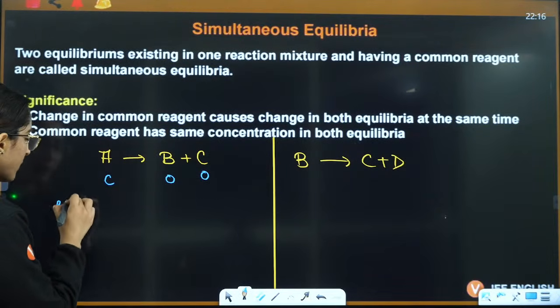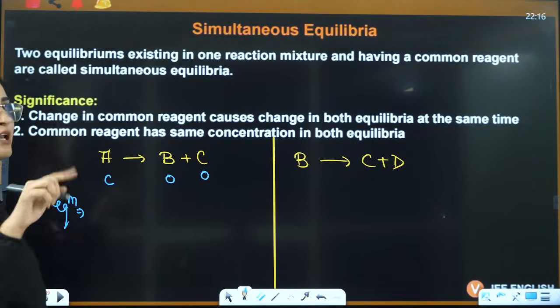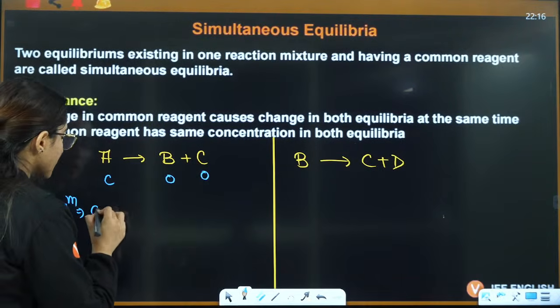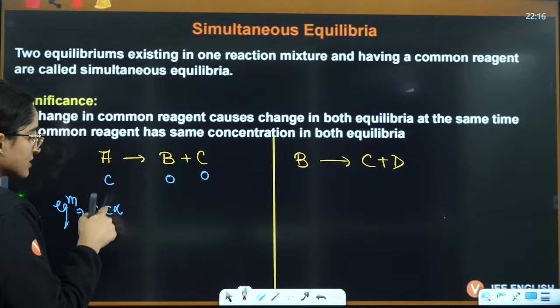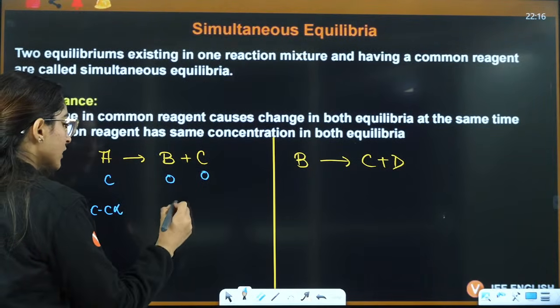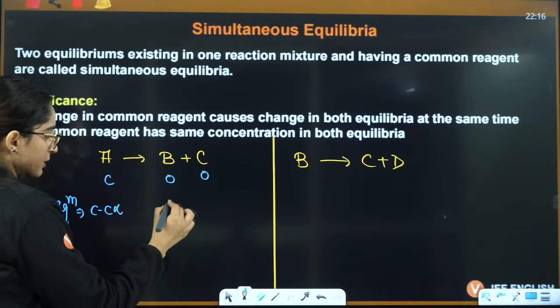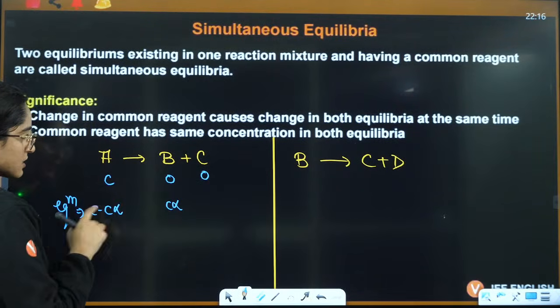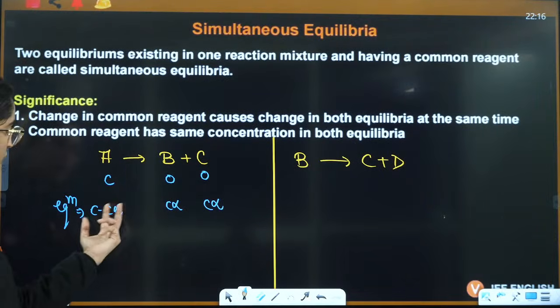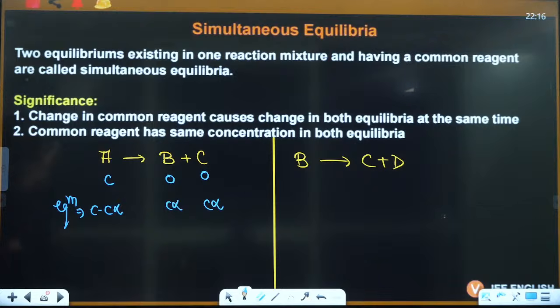At equilibrium, apply the same thing. Let's say alpha is the degree of dissociation. So A will be C minus C alpha, initial minus initial into alpha. B will be C alpha, and this C alpha will be multiplied here as it is. Whatever you have here, that will be multiplied as it is here. Okay?